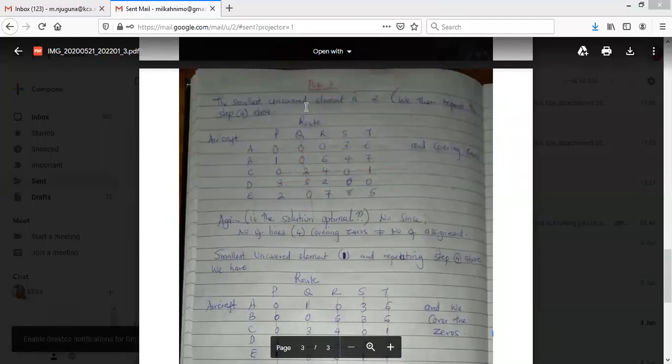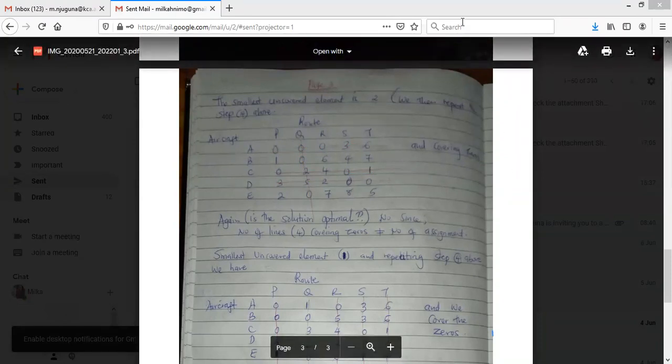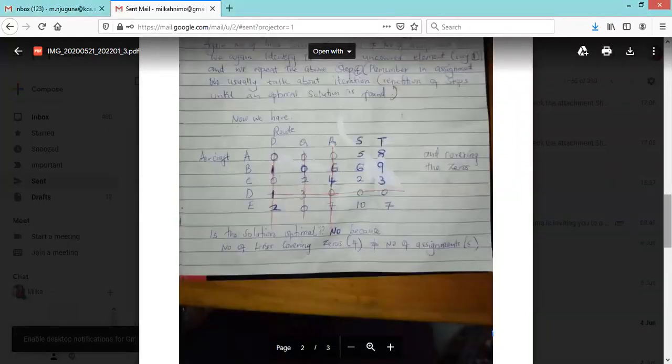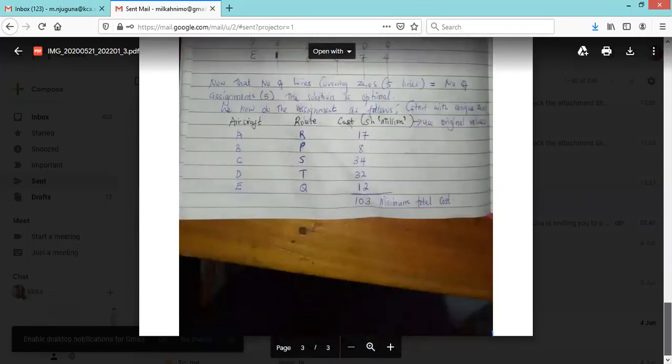And you can see I was using only one line. That one, number 2, 3, and 4. And the number of lines drawn to cover the zeros, again, are not equating to the number of assignments to be considered. So it means the solution is not optimal, and we cannot do our assignment at that particular point. So once we have noted that our solution is not optimal, we still go back to our previous stage.